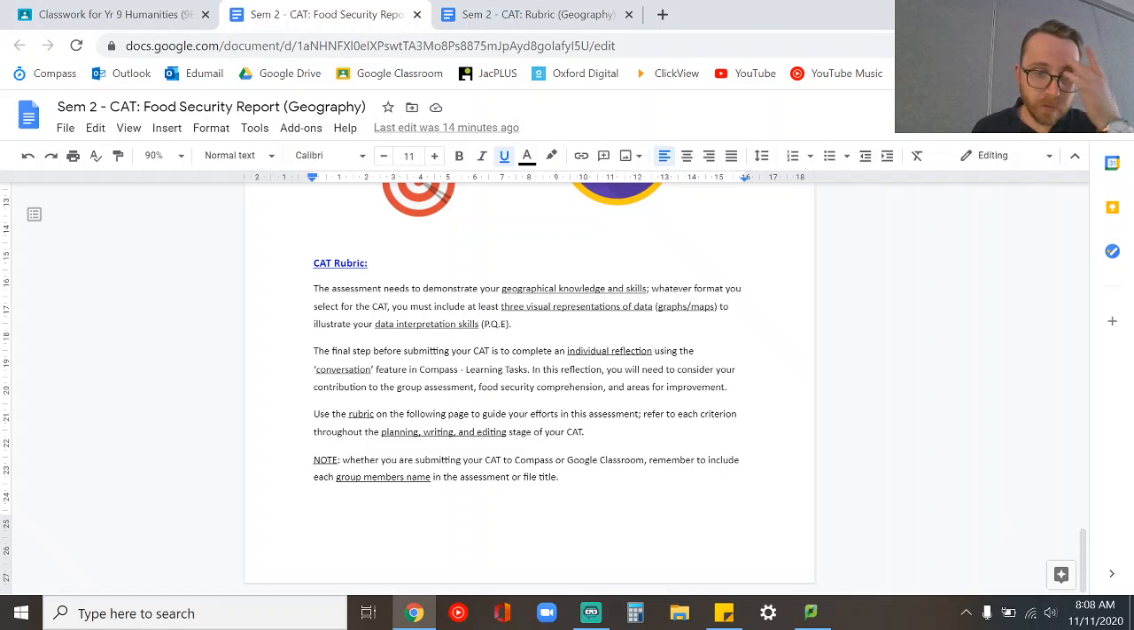I've just got a quick blurb here about the rubric that you should definitely read before going on to the rubric. The assessment needs to demonstrate your geographical skills and knowledge. Whatever format you select for the CAT, and this is important, you must include at least 3 visual representations of data. So you need at least 3 graphs or maps in your assessment so that you can, 1, enhance your presentation, I suppose, in terms of the food security info that's coming out of it. And then 2, you can illustrate your data interpretation skills.